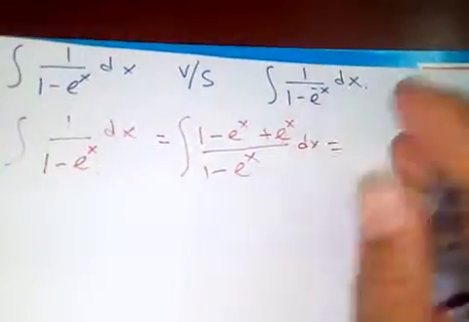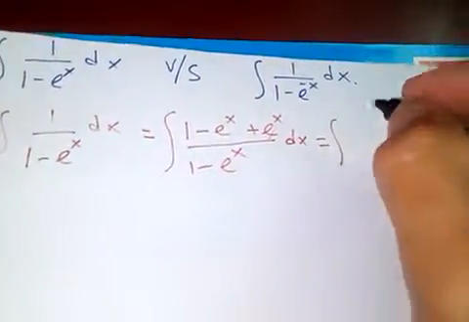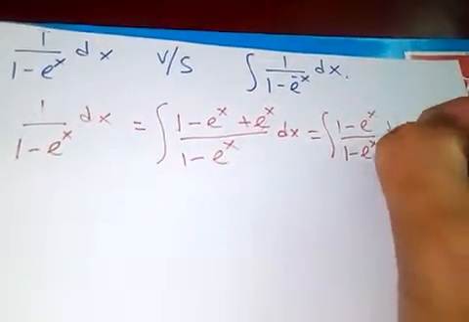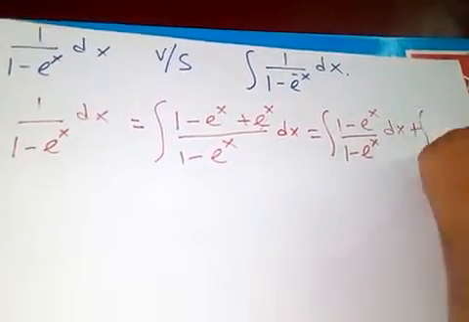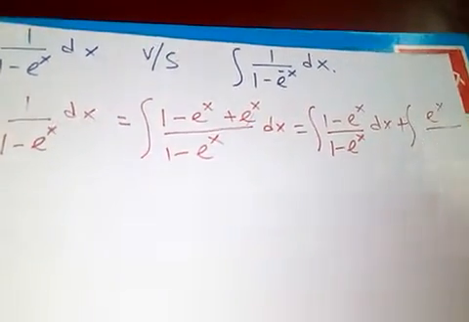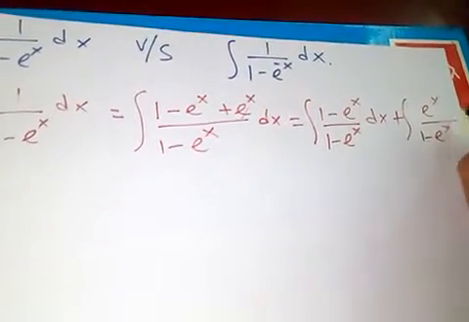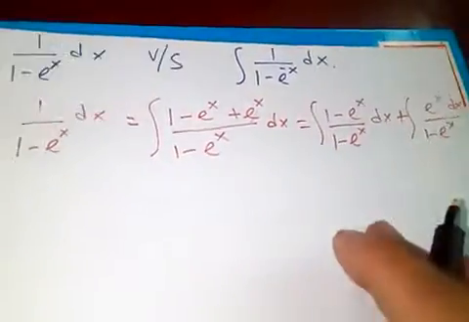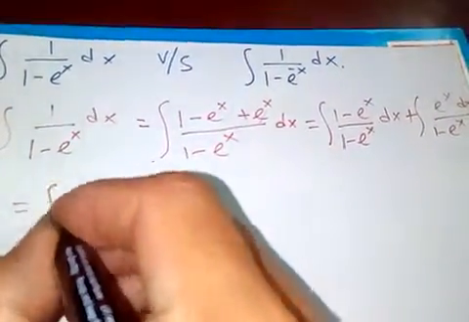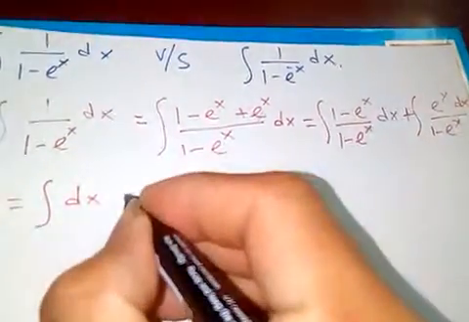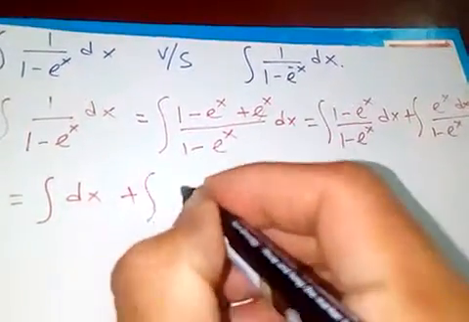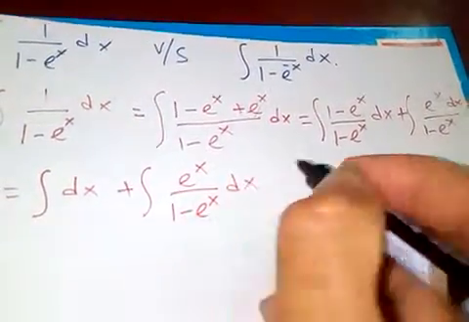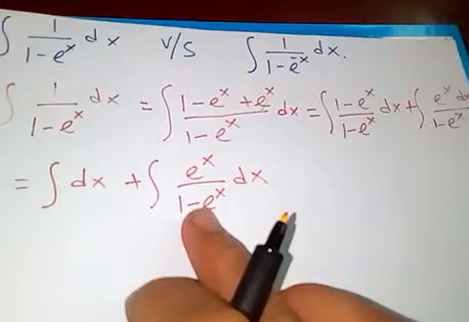Now if you take them separately, the integral of 1 minus e to the x over 1 minus e to the x dx, plus the integral of e to the x over 1 minus e to the x dx. These two will cancel out, so this will be the integral of dx only, plus the integral of e to the x over 1 minus e to the x dx. Only this part remains.